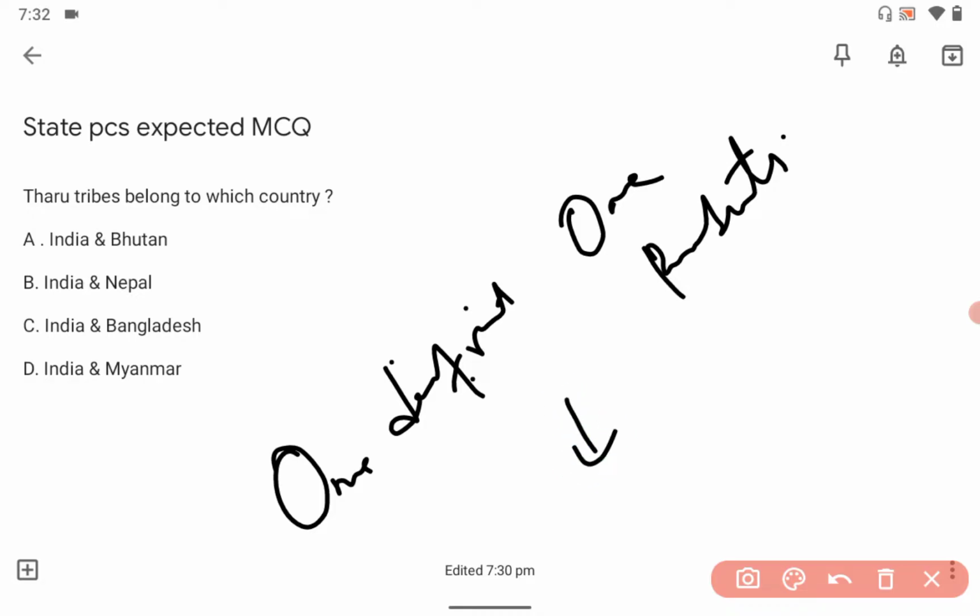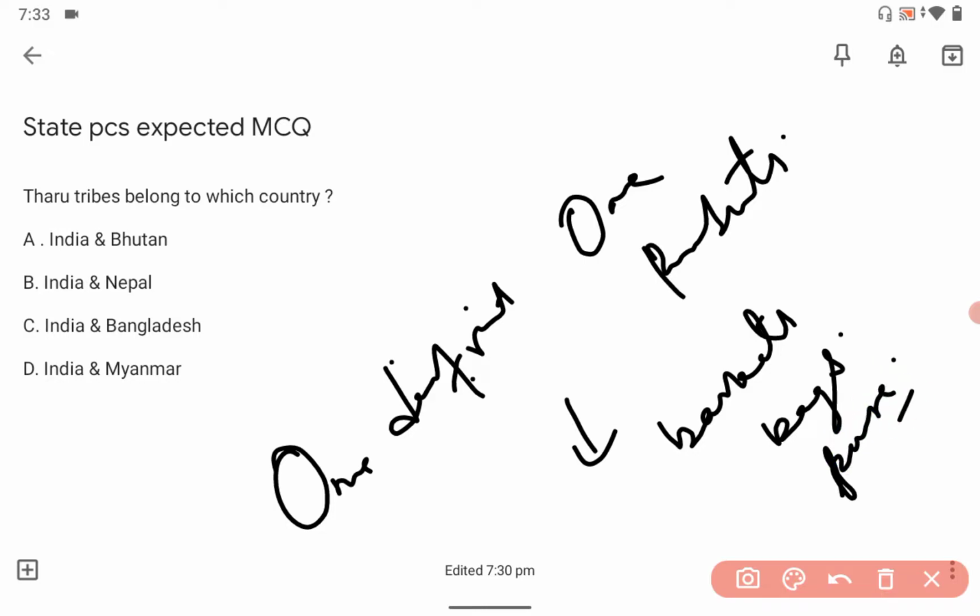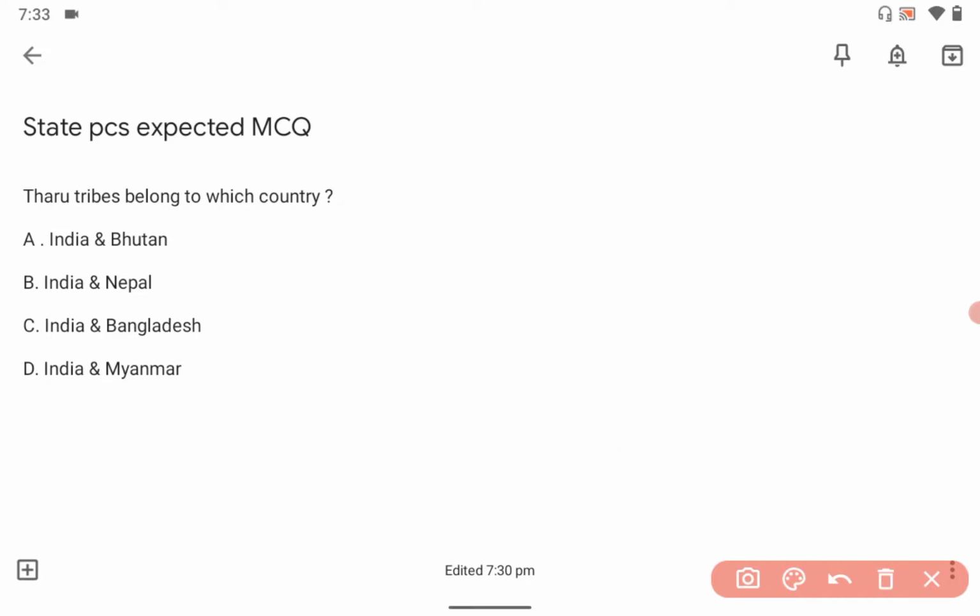So they are making small things like baskets, bags, purses. So this kind of thing they are actually preparing. Okay, you can remember the name One District One Product. Okay, so this is found in both India and Nepal.